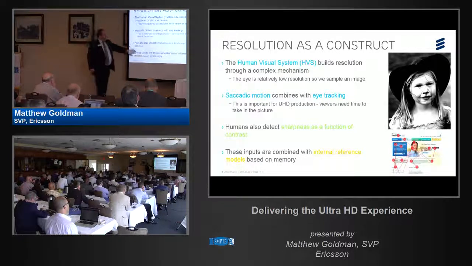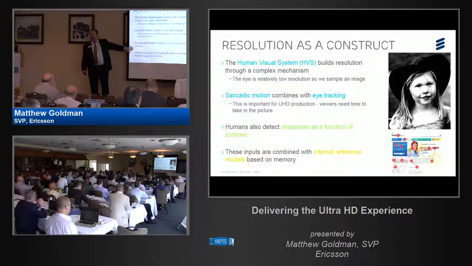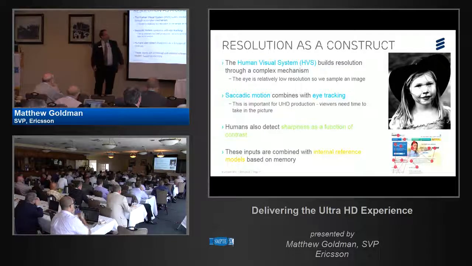Big key thing, okay? You detect sharpness as a function of contrast. Remember, we just talked about high dynamic range. High dynamic range is having wider contrast. So I'll say it again. You detect sharpness, or sharpness is resolution. You detect sharpness as a function of contrast.